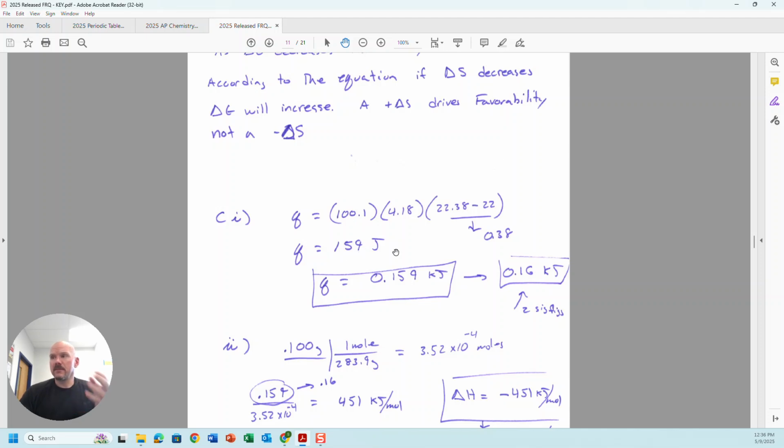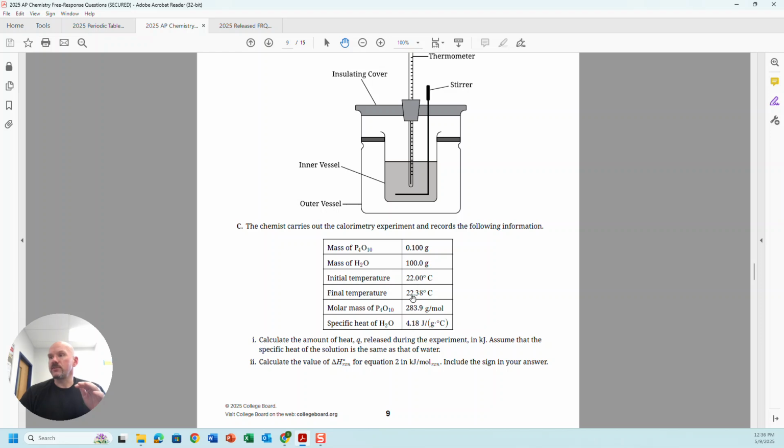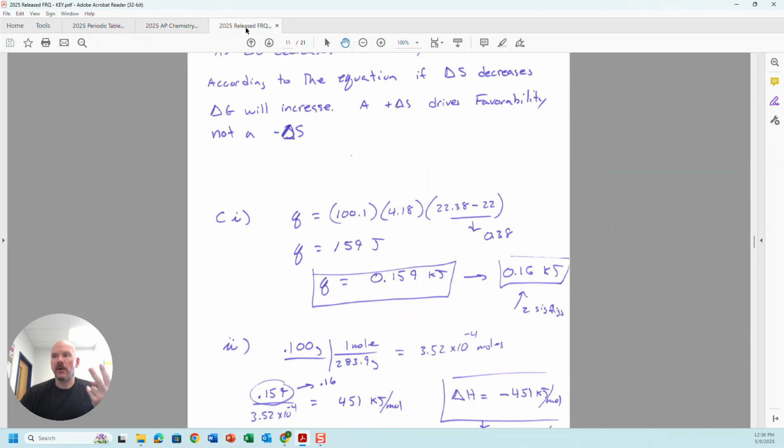Now this is where significant figures might matter. When we do the subtraction, remember when we subtract it's about decimal places, and I didn't write it here, but it was 22.00 and 22.38. So when we subtract, we are limited by decimal places. Since they both have 2 decimal places, I'm allowed 2 decimal places. But when I do that, I get 0.38. Okay, so now the delta T only has 2 significant figures. So now when I do the math, technically, I got 159 joules, okay? And if I divide by 1,000, that's 0.159 kilojoules.